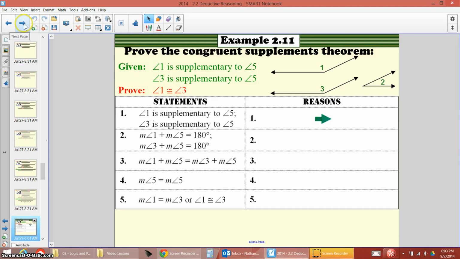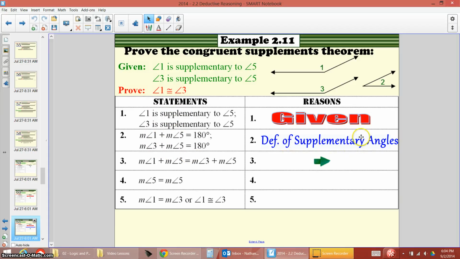Our first reason is going to be given. Don't ever forget that. The first reason is always given. The next reason, we've gone from the words of supplementary into an equation of some sort. And we use the definition of supplementary angles in order to create this step. We go from 1 to 2 because that's what supplementary means. It means that angle 1 plus angle 5 equals 180.